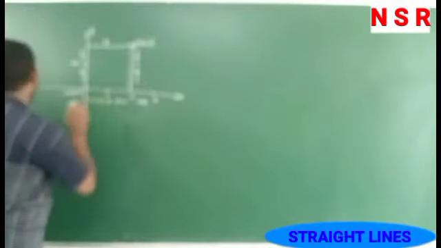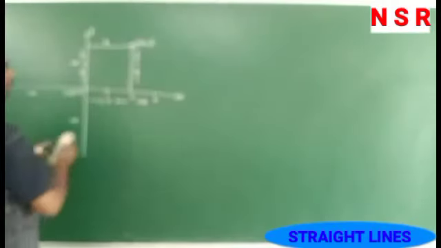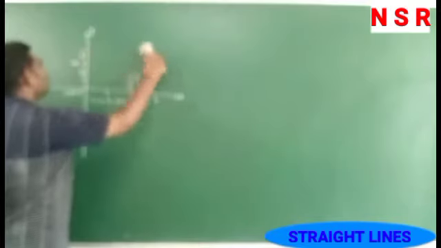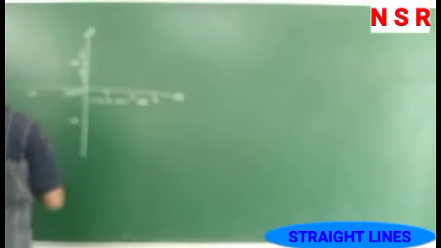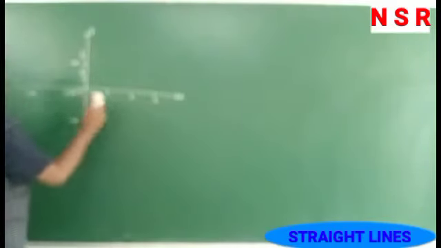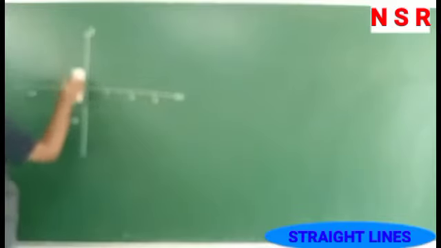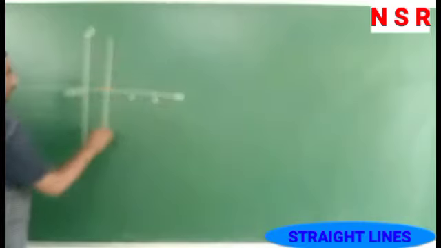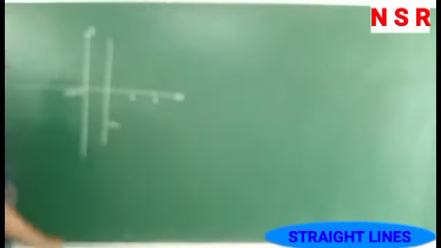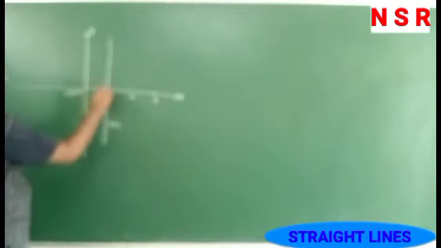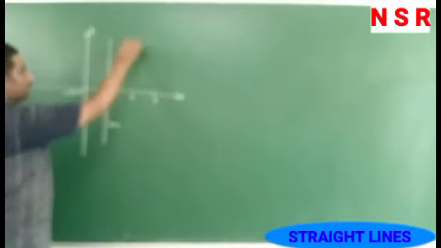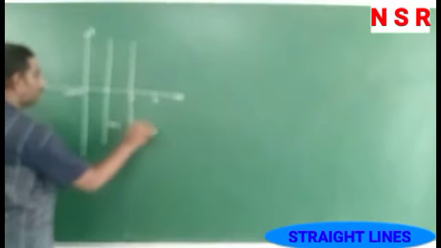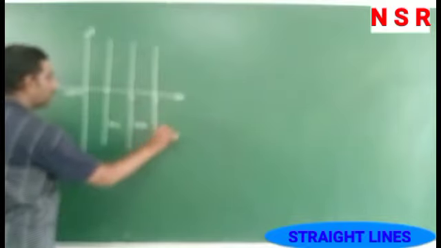Suppose the distance from the origin to here is 1. Now here we have one straight line, that is x equal to 1. It is parallel to the y-axis. So the x equal to 1 line touches the x-axis here, and this is the x equal to 2 line and this is the x equal to 3 line.